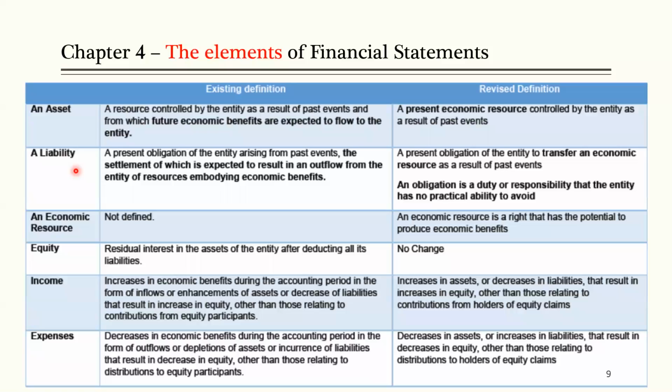Look at the liability definition. What it says: a present obligation of the entity to transfer an economic resource as a result of a past event. We should have a present obligation. Obligation means a duty or responsibility that the entity has no practical ability to avoid. It is a duty or a responsibility. Responsibility, in a formal setup, means we are responsible. For example, if we obtain a loan from the bank, we are responsible. We sign and agree. If we breach it, they can sue us.